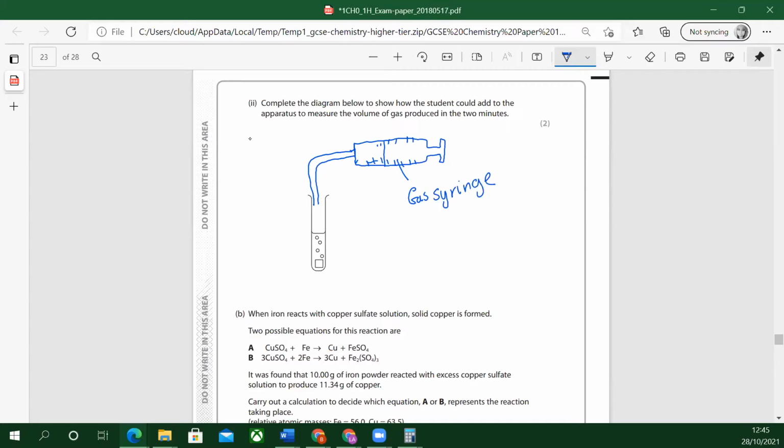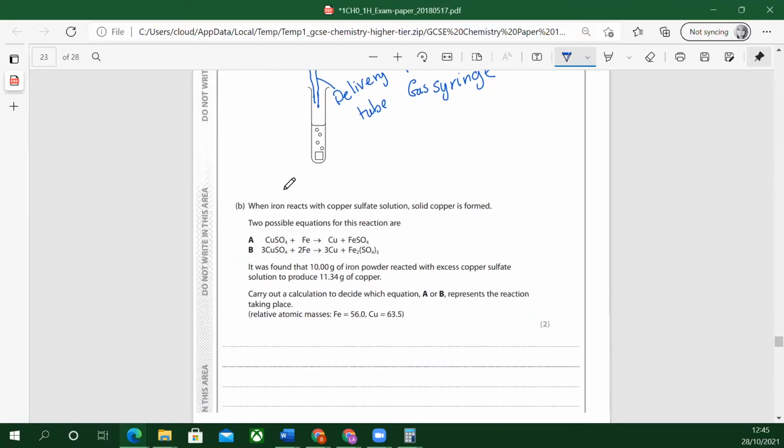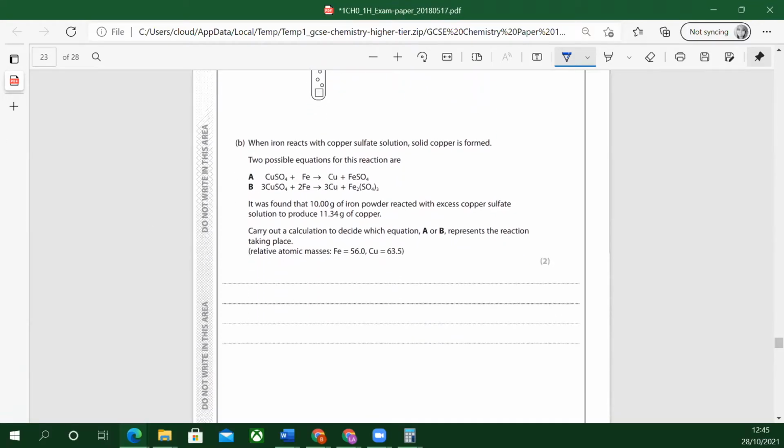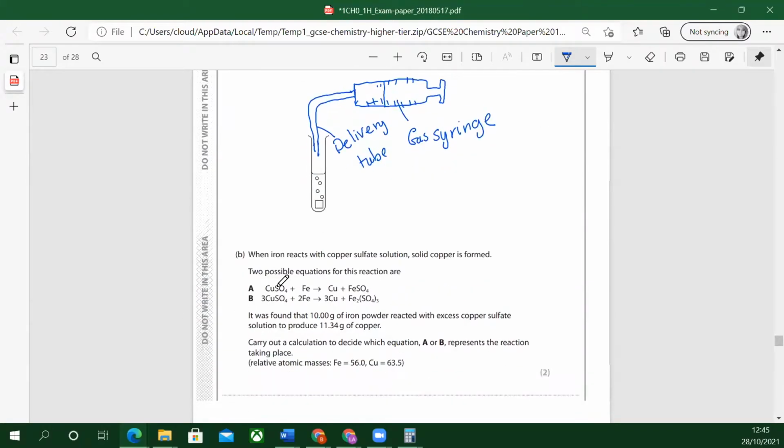Okay, so you've got 1 mark for the delivery tube. Let's put in a little bit more. This is a delivery tube. That's a gas syringe. That's actually all we need to do there. So just complete the labeled diagram. No writing is actually needed there. Okay, 2 marks: the delivery tube and a gas syringe.